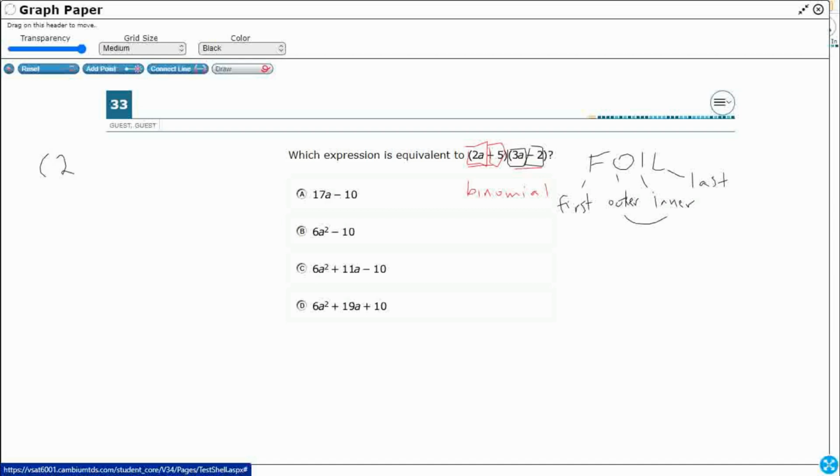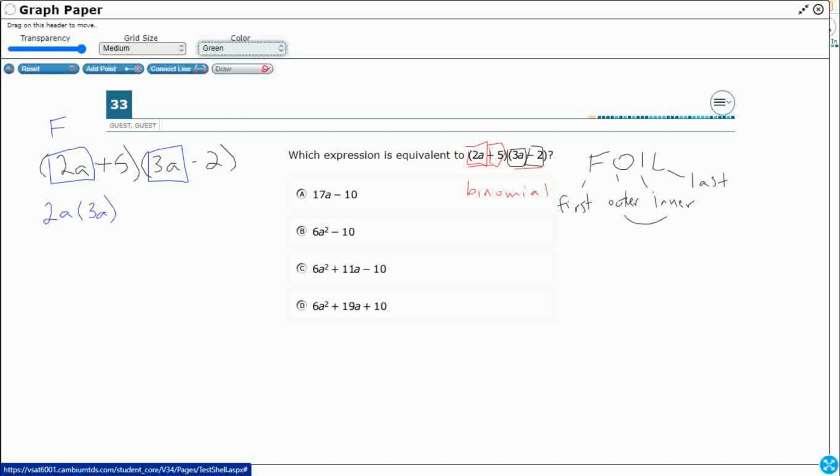So we've got 2a plus 5, and then 3a minus 2. I'll do each of these in different colors. My first terms are going to be the first terms in each binomial. So the first term here is 2a, and the first term in the second binomial is 3a.